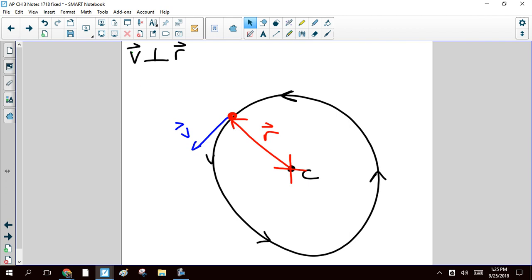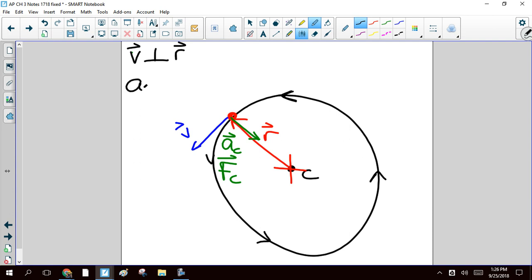Now, acceleration. Remember, your acceleration is always directed inwards towards the center, as is your centripetal force, which, although we're not doing force yet, is hopefully something you remember from last year. If you look at this, notice the red radius line and the green acceleration line point in opposite directions, so we say that those are anti-parallel. So I'm going to write this. It turns out that your acceleration vector is anti-parallel.